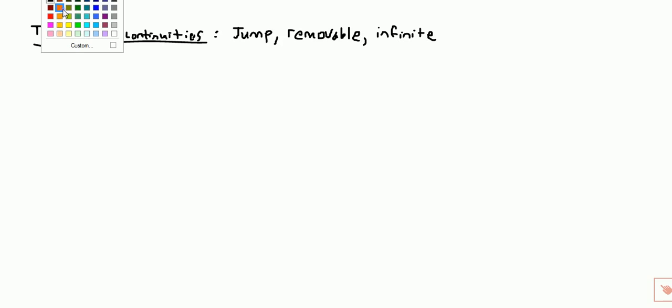In this video, we're going to talk about types of discontinuities. We're going to talk about three types: jump, removable, and infinite. Okay, so let's start off with jump.